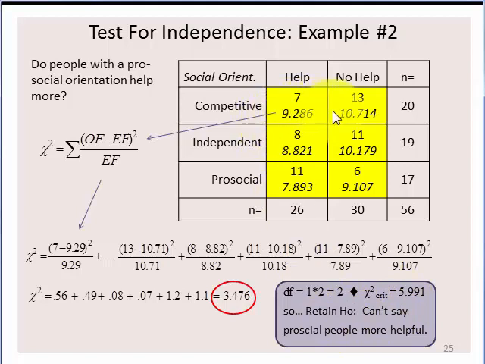And that means that in our little study here, we did not show that people that are pro-social were more likely to help. Now, when you just look at the numbers here, you're saying, well, yeah, they ended up helping more often than not relative to these other groups. But again, we're saying relative to sampling error, we can't be sure of that, so we're going to have to end up retaining the null.